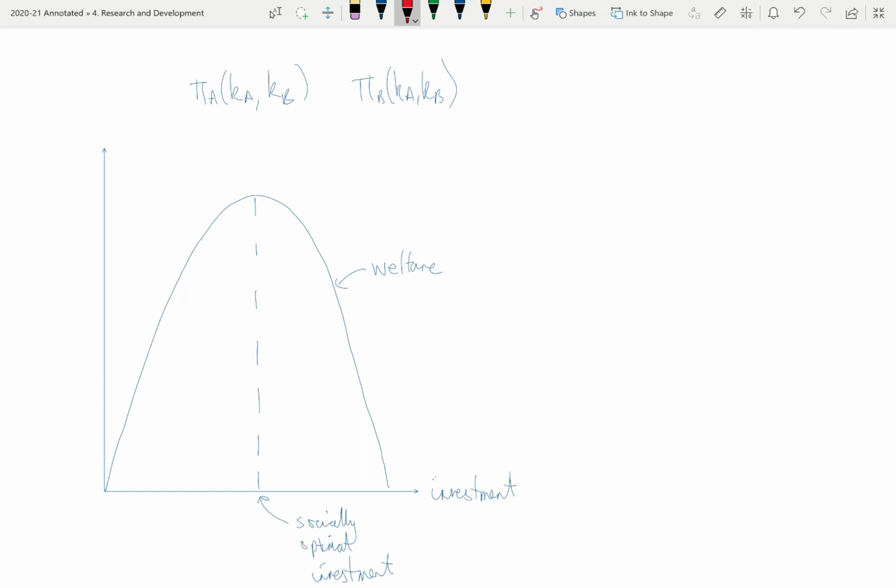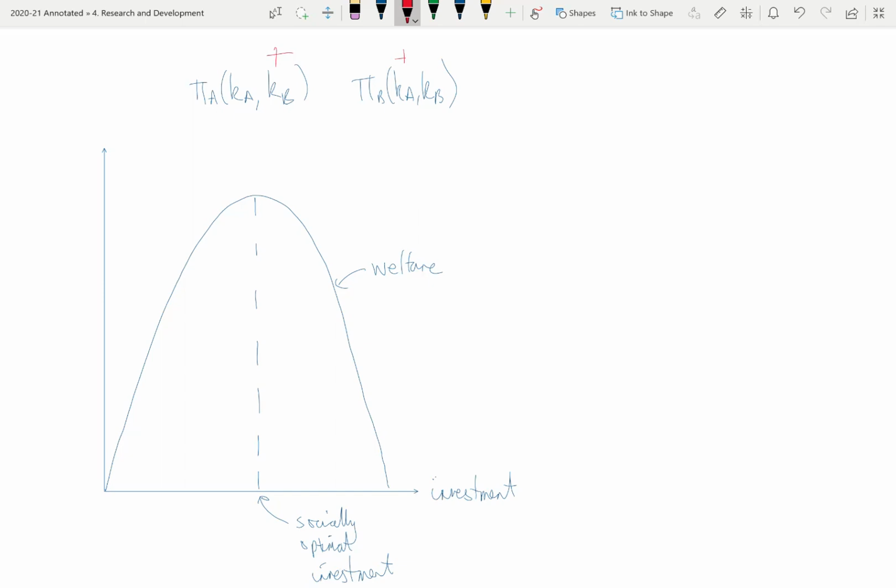But we know that if there are spillovers, then investment by firm A is going to benefit firm B. So there's a positive effect of an increase in Ka on firm B's profits. And similarly, firm A's profits are increasing in firm B's investment. So these are the positive externalities from R&D.